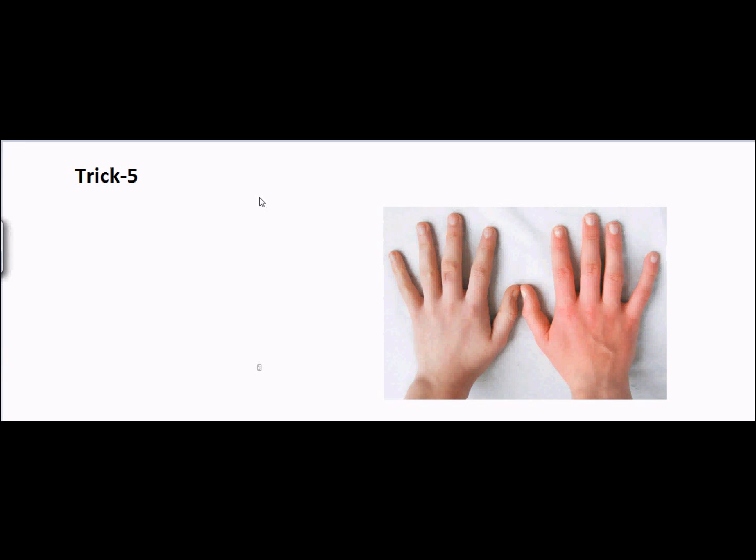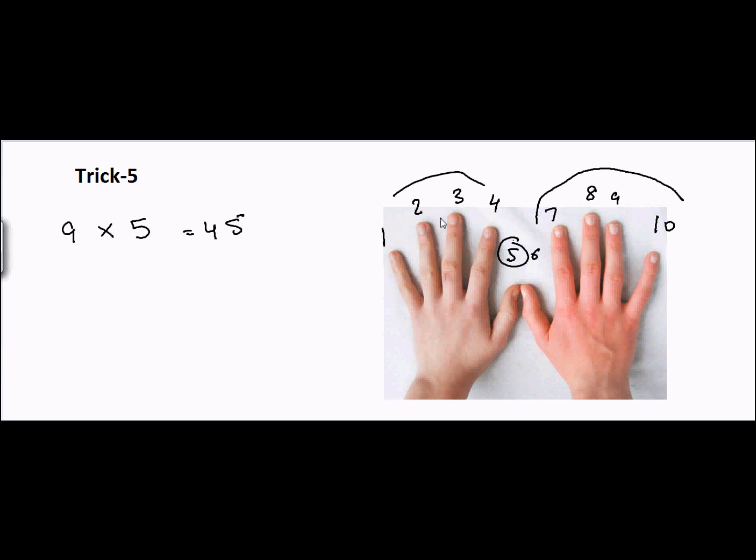Welcome to trick number 5. Say these are your hands and we number these fingers. So suppose you have to multiply 9 by 5. All you have to do is count 1 2 3 4 5, fold down the 5th finger and say 4 on this side, and then you have 5 fingers on the other side, so it's equal to 45. Did you see there were 4 fingers here and 5 here?